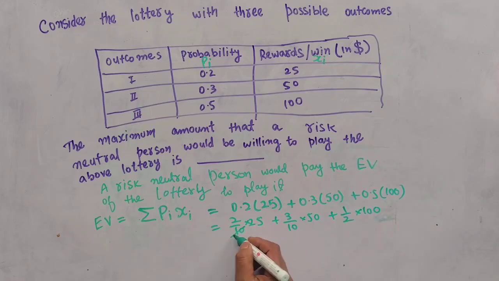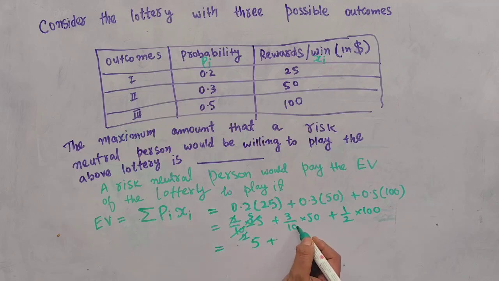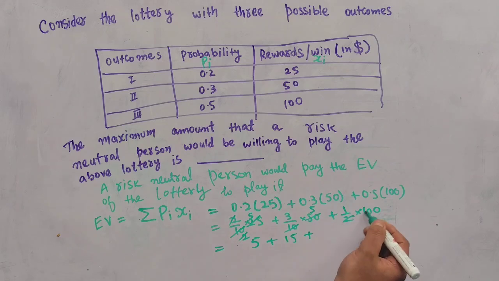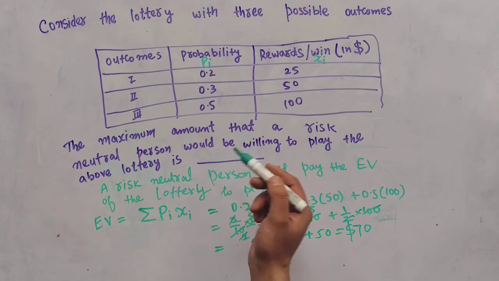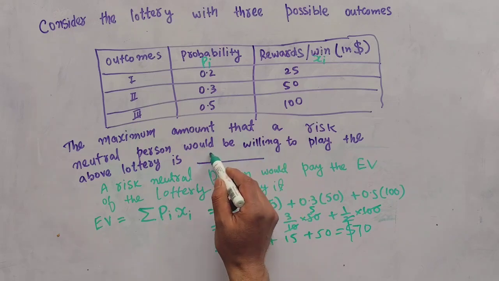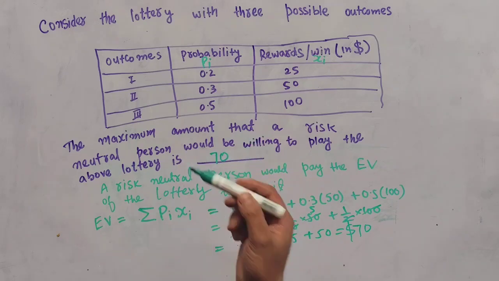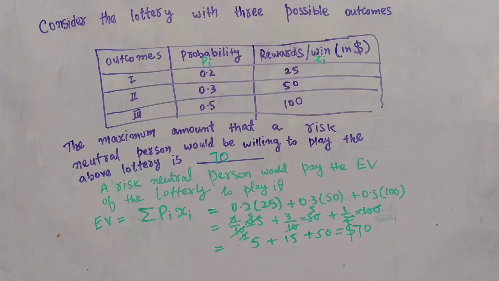So it becomes 5 2s are 10, 5 5s are 25, 2 go into... So we have here 5 plus, 10 5s are 50, 5 3s are 15, plus here we get 50. So it becomes 50 plus 20, which is equal to 70. So the risk neutral person would be willing to pay $70 or rupees to play the above lottery.